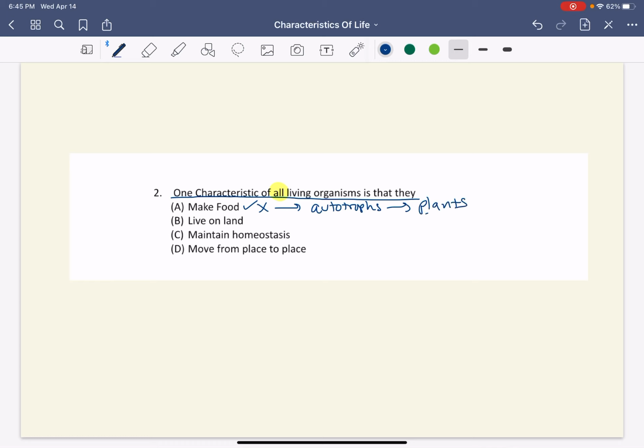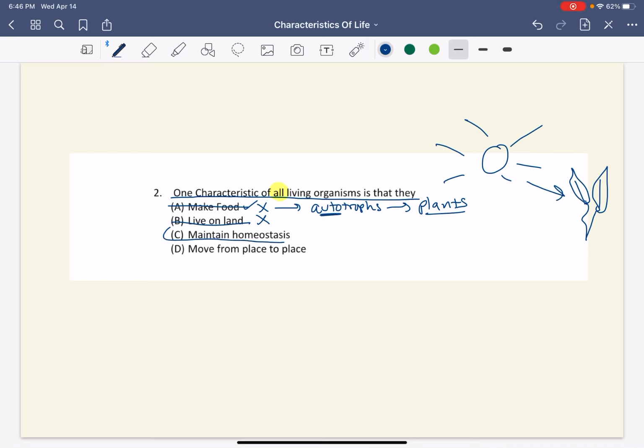Auto is a very important root word. It makes food for itself. Plants make food for themselves through the process of photosynthesis, where they take energy from the sun and then make sugar for themselves in the form of energy. So we don't do that. We don't photosynthesize. So this is not a good one. Live on land. Do all living things live on land? Absolutely not. We have fish that live in the water, and all types of animals that live in the ocean. And then there are animals that live on land. So that's not for everyone.